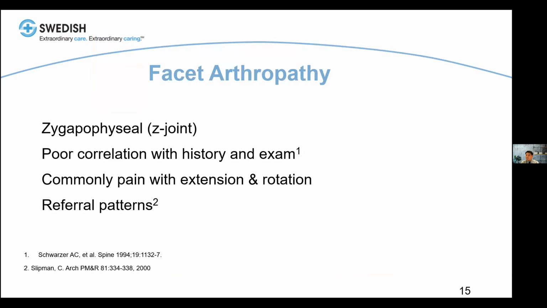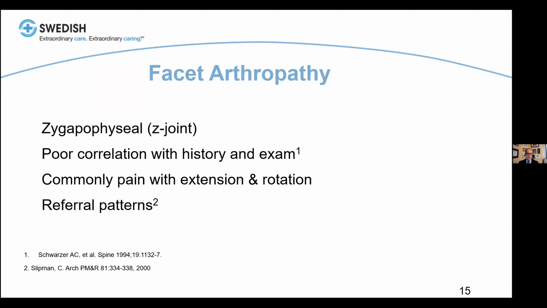And so from that too, as we move through this, like Mike Wilson was saying, trying to identify different structures. Again, this was stated a little bit earlier in the day, but with facet arthropathy, the facet is a zygapophyseal joint. Again, it's diarthrodal, like I mentioned. There's poor correlation with the history and the exam, but that doesn't mean you can't do some of these maneuvers or look for restriction in motion and try to recreate their mostly lumbar pain.